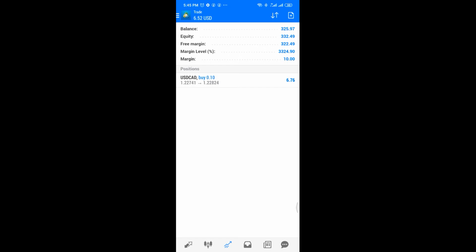Now, since we've understood what free margin and margin is, what is margin level? Margin level is a percentage based on the equity versus the margin used. Like 332 as it is here divided by 10, the result times 100%, will give you the margin level. As you can see here, that will be 3,324. That means the margin level is the equity divided by the margin.